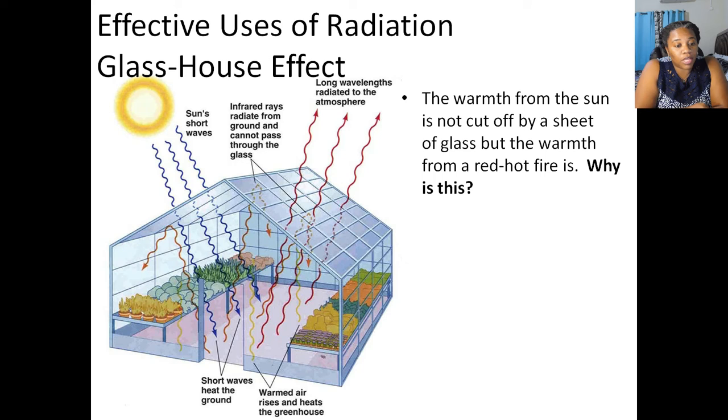When the plants and the soil emit radiation, when they give off the heat that was actually absorbed at one point, some of it is able to leave the glass house once it's at its long wave, long waves of electromagnetic radiation. However, infrared rays radiating from the ground cannot pass through the glass. So this heat is trapped. This is what happens because glass is effective at trapping infrared radiation. It's unable to leave. It keeps everything in there warm.